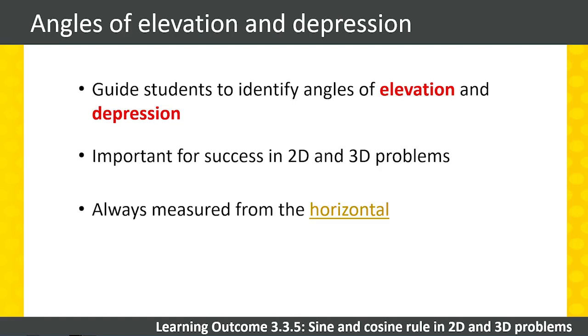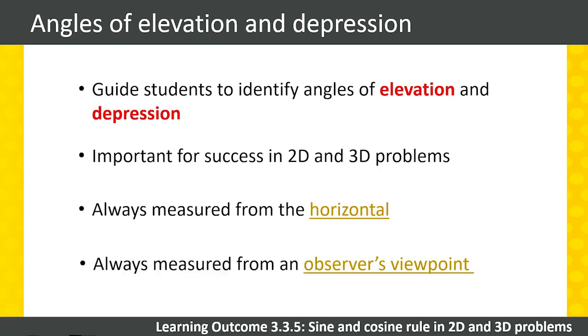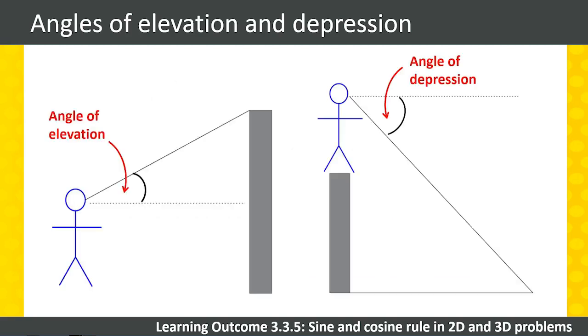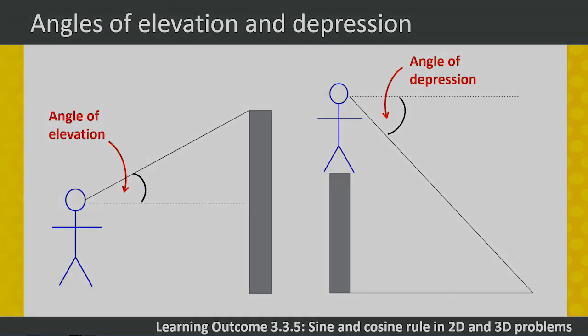These angles are always measured from the horizontal, and they are always measured from an observer's viewpoint upwards, elevation, or downwards, depression. Tell students they should draw in a dotted horizontal line on their sketch if needed to help them identify which angle they are dealing with. Let's watch a lecturer first with some tips on solving 3D problems and then solving a 3D problem using the sine rule, followed by solving a 3D problem using the cosine rule and trig ratios.